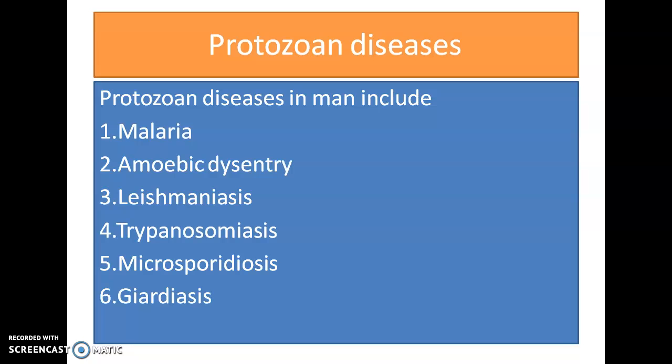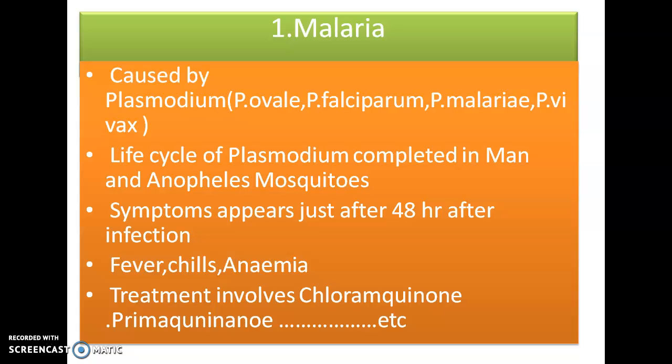So let's move to the detail of each one. Malaria. We know that malaria is a disease which is generally caused by the protozoan called Plasmodium. Generally, 4 different species of Plasmodium are concerned with causing this disease. The life cycle of this organism is completed both in man as well as the Anopheles mosquito, and it has a serious effect on man.